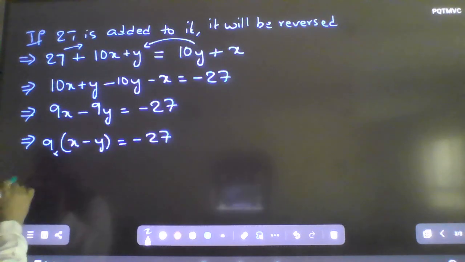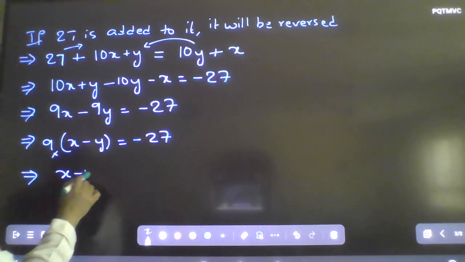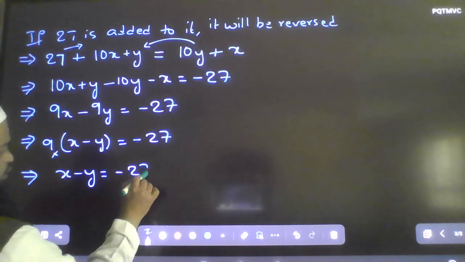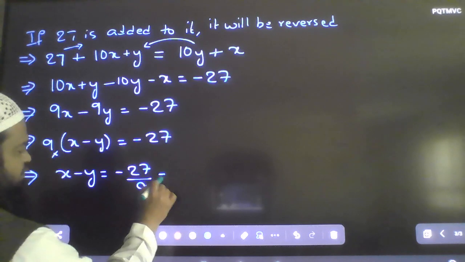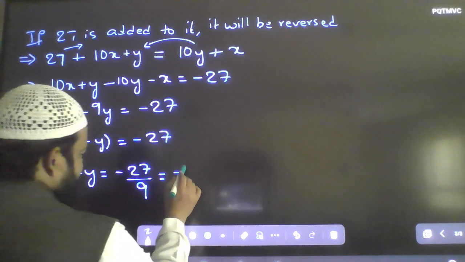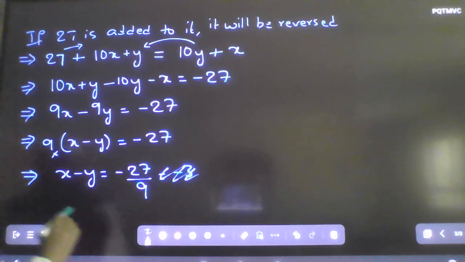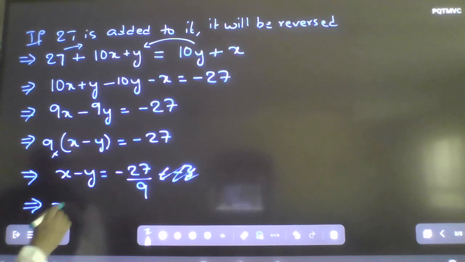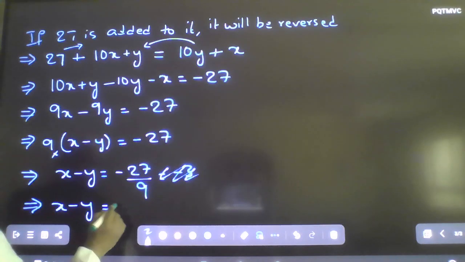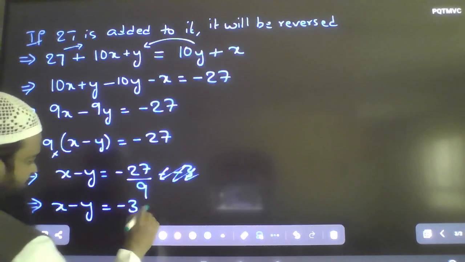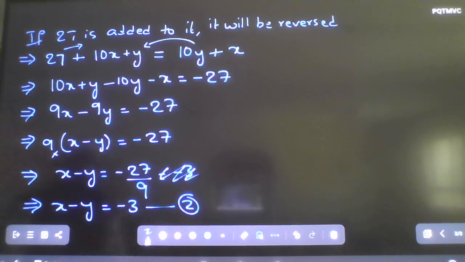So here it is in multiplication, so let me transpose 9. So x minus y is equal to minus 27 by 9. So that is equal to, 9 threes are 27, right? Let me write it in the next line. So it is x minus y is equal to minus 3. This is my second equation.